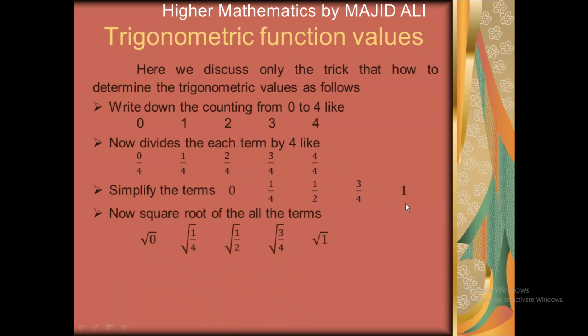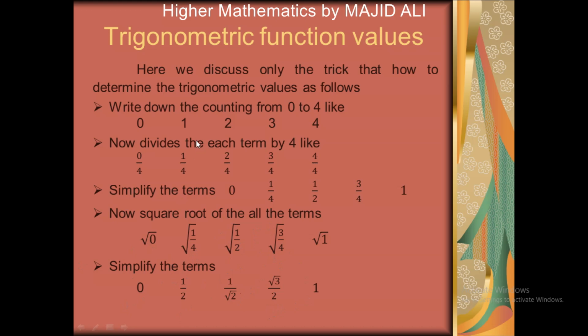Now, square root all these terms. Square root of 0, square root of 1 over 4, square root of 1 over 2, square root of 3 over 4, and square root of 1. Now again simplifying, square root of 0 is 0, square root of 1 over 4 is 1 over 2, square root of 1 over 2 is 1 over square root 2, square root of 3 over 4 is square root 3 over 2, and square root of 1 is equal to 1.